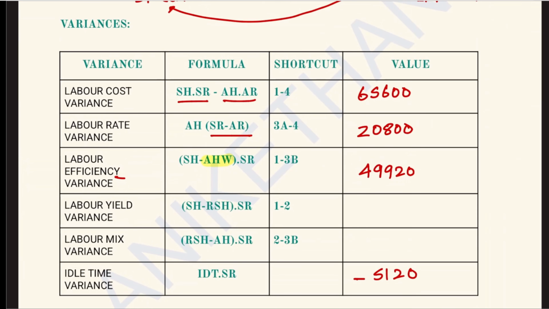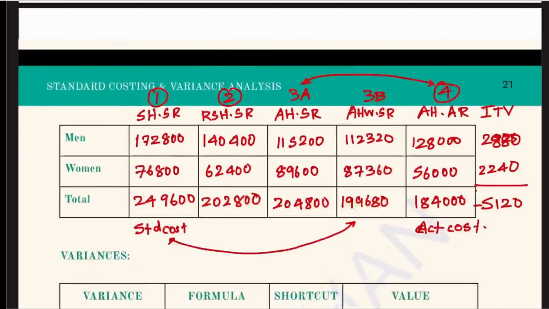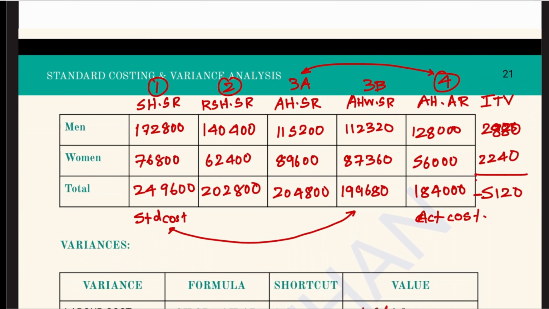Now if I reconcile, I should get my total cost variance. So 2800 plus 49,920 minus 5120. I'm getting 65,600. Next part, labor yield variance is 1 minus 2. In material yield variance also it was 1 minus 2. No change.